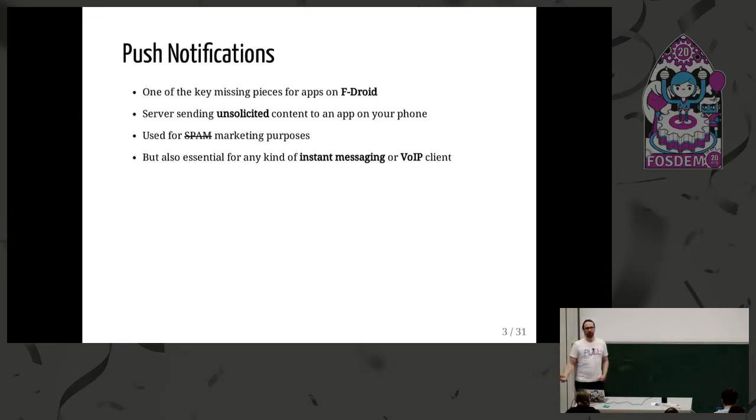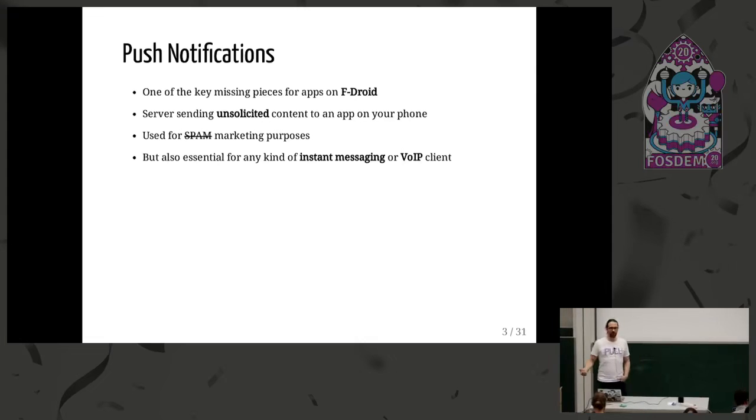unsolicited content to an app on your phone. That is without the app specifically asking for, give me this update. It's also used for marketing purposes by proprietary apps a lot. So all of those newspaper, CNN, whatever app, they send you not really helpful push notifications a lot of the time. But it's also a requirement for doing instant messaging or voice over IP apps on your phone, because it's really no use if somebody calls you and your phone tells you half an hour later, oh, you got a call. So we need push notifications.